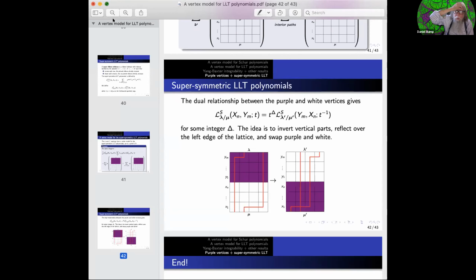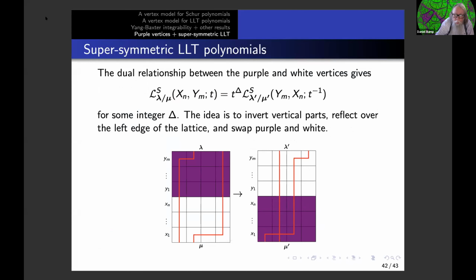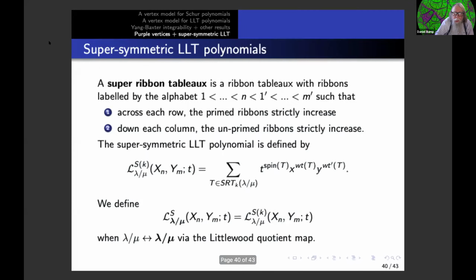So Thomas Lamb gave a definition of supersymmetric LLT polynomials, but there was one difference, which was that his alphabets, the primed and the unprimed, alternated. So you had 1 is less than 1 prime is less than 2 is less than 2 prime. Have you seen that definition?